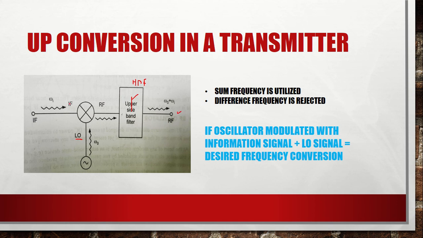So I'm giving a lower frequency value, which is this omega I. I'm mixing it with the signal from the local oscillator, and the mixing of the two signals gives us a higher frequency signal, which is your RF signal. So this will again contain a spectrum of values. So the required frequency alone is passed using this high pass filter. The remaining frequencies are rejected.